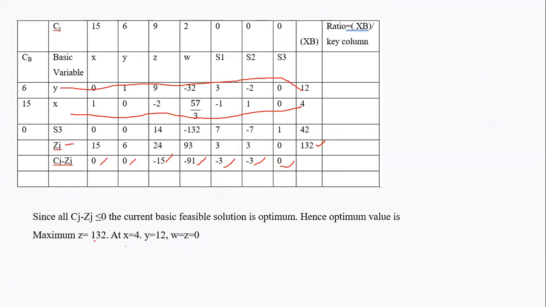In order to get the maximum profit, x value should be equal to 4 and y should be equal to 12. And w and z, we should not use that product at all. So those variables will be 0 and then we get the maximum value as 132. So this is how we do the problem.